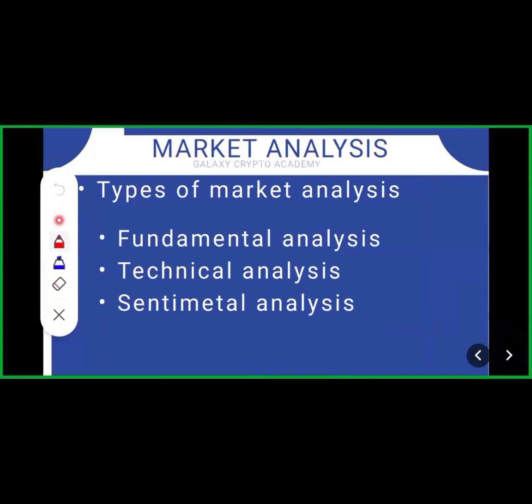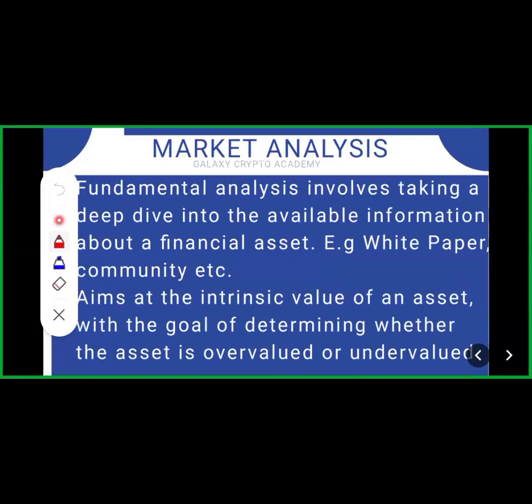we have 3 types of market analysis: the fundamental analysis, the technical analysis, and then the sentimental analysis or the sentiment analysis. Now, all the 3 have their own various areas of concentration, but what we're going to dive into so much today will be the technical analysis. But nevertheless, I would want to just tackle fundamental and sentiment analysis briefly, then we dive into the technical analysis. Now, what is fundamental analysis?